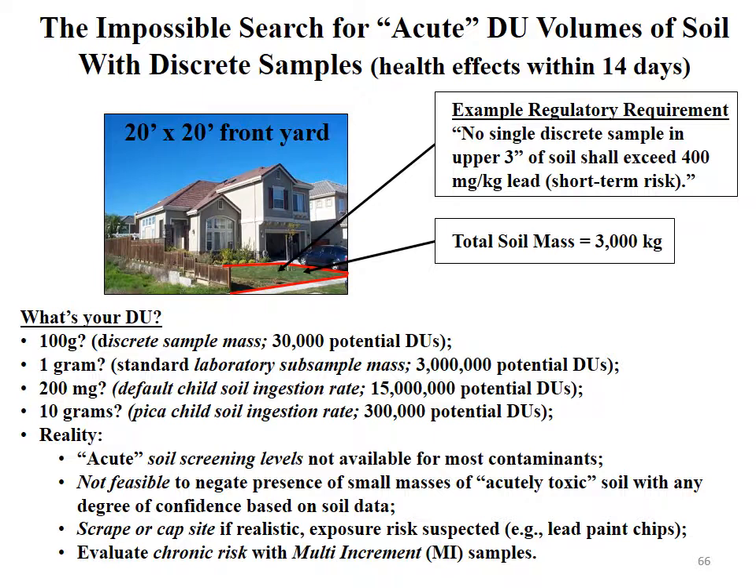That one thing leads on to then, so we're stuck with these hot spots. Well, shouldn't we use discrete samples to look for acute hot spots within a targeted area, like within your front yard? And what you're saying in this case is your decision unit is a very small volume of soil. These acute hot spots, that's your decision unit. It's not your entire yard. It's small bits of soil within that yard.